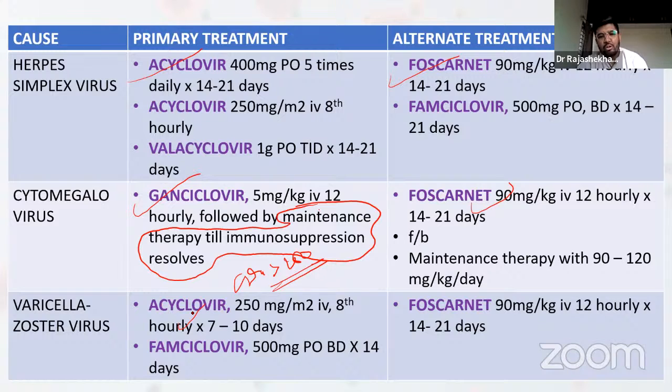So the ganciclovir or the valganciclovir are the drug of choice for the primary treatment of cytomegalovirus, whereas it is the acyclovir for the herpes simplex. If they're resistant to the primary drugs, the third drug is the foscarnet.